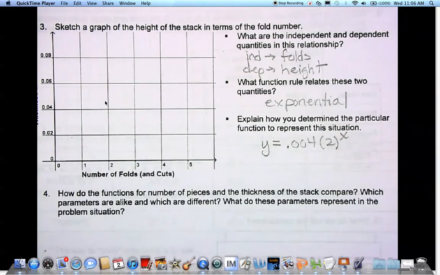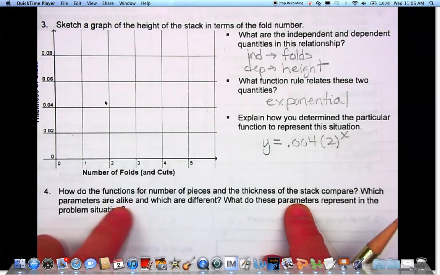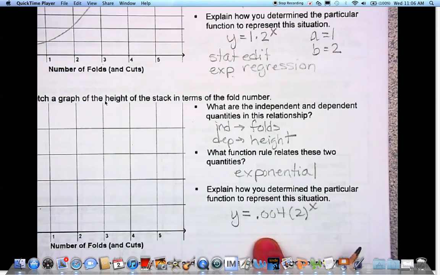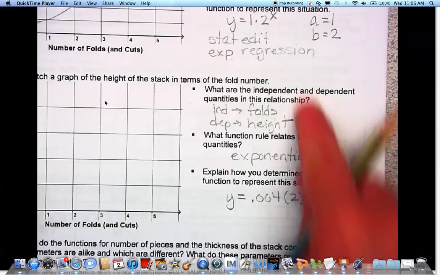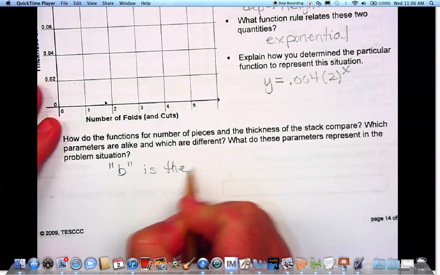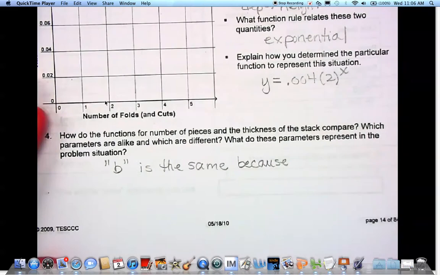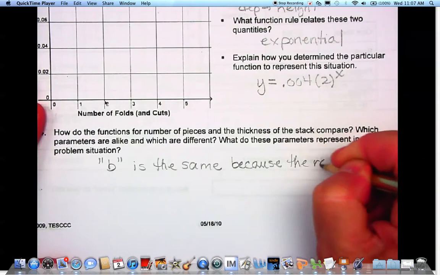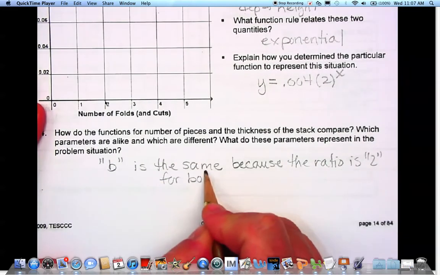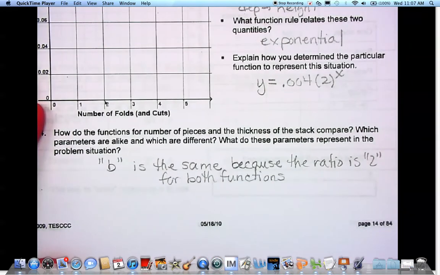Okay, how do the functions for the number of pieces and the thickness of the stack compare? Which parameters are alike and which are different? What they mean is which parts of the equation are the same and which ones are different. 2. Okay, the 2 is the same. B is the same. B is the same because the ratio is 2 for both functions. Or you could say both functions double every time.